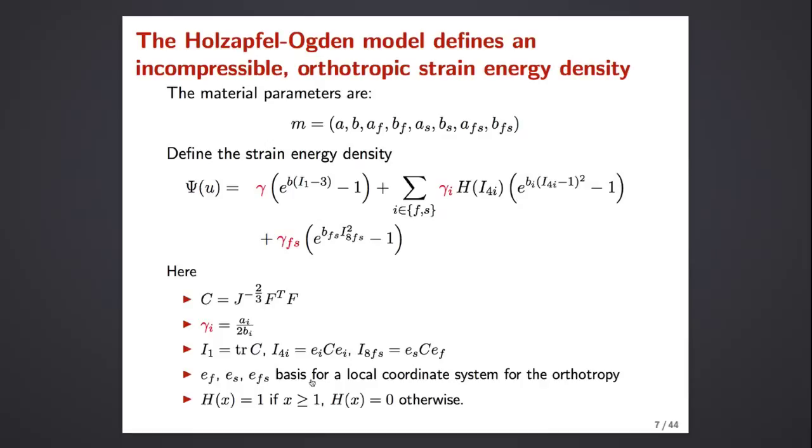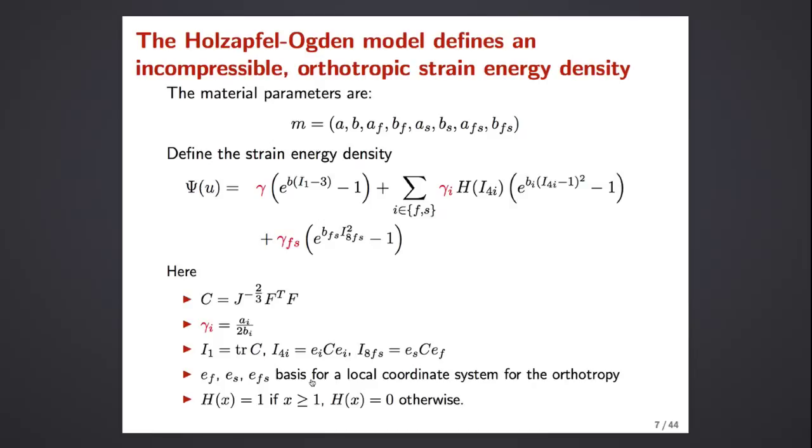Does anyone know what orthotropic means? John? So orthotropic is essentially, it's not isotropic, so it's not the same in all directions. In particular, it depends on three different directions.